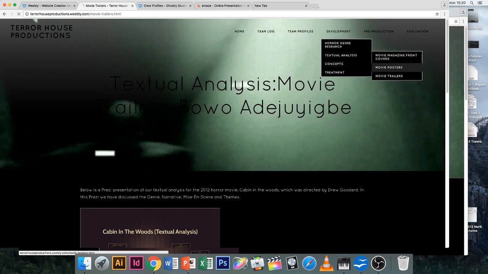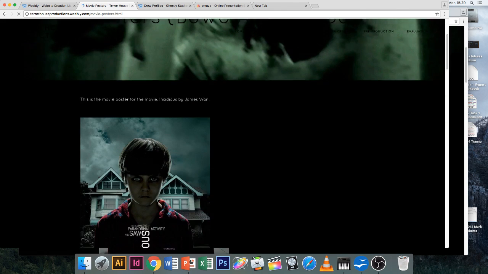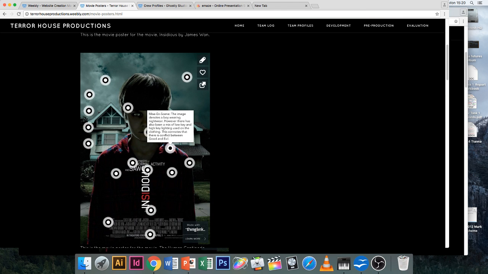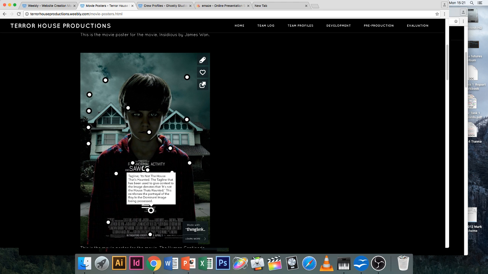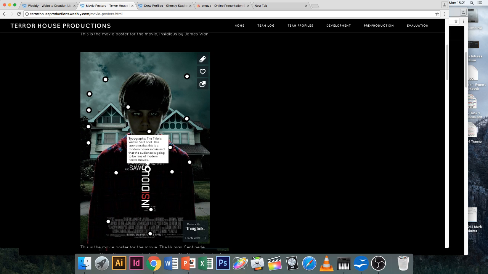Let's have a look at posters. So this is very detailed. I like that. I like the fact you've kind of put it on there for us to see all of it. Good. You've talked about the topography. Is it just a quick check? It's sans serif, isn't it? I thought that was serif.